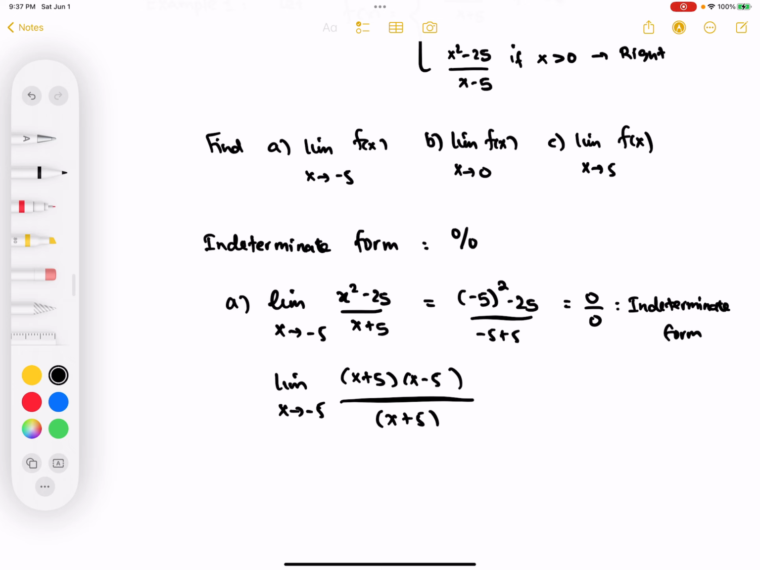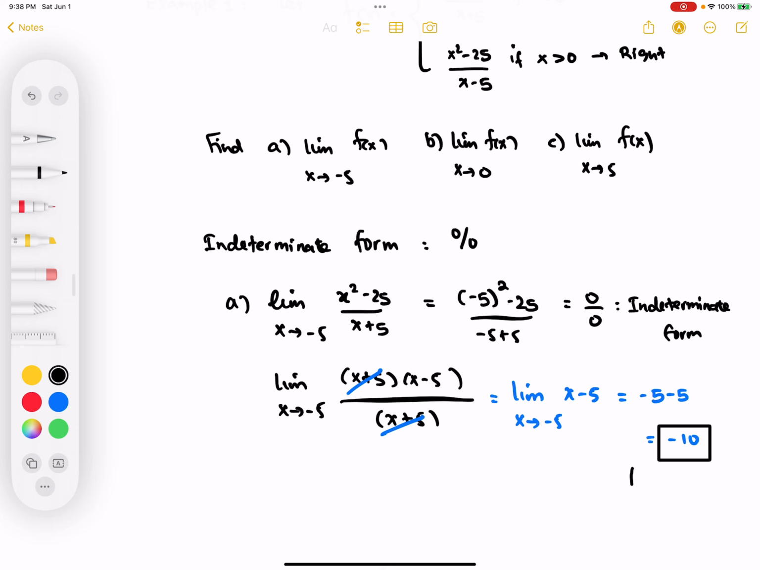All of the indeterminate forms can be simplified. So this one cancels this one. The simplified form of this limit is limit of x approaches negative 5 of x minus 5. Now, just substitute negative 5 minus 5. So the result becomes negative 10. So the first one, the answer becomes negative 10.